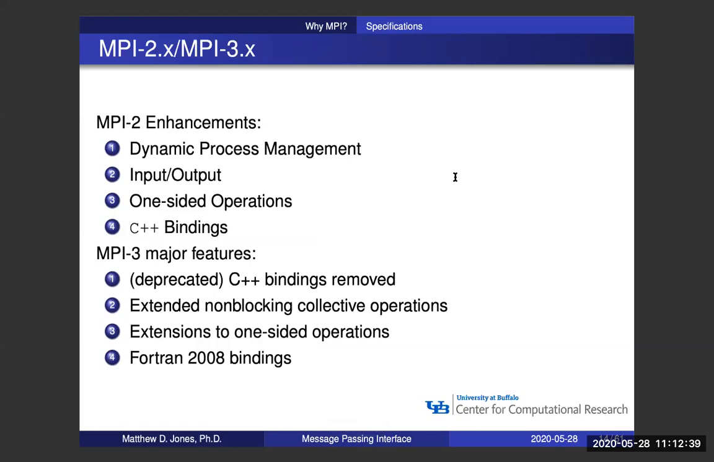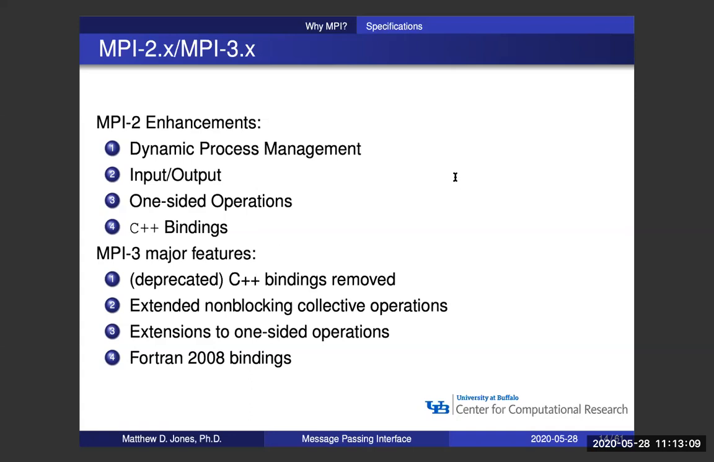MPI 2 came out later, about 10 years later. It added some dynamic process management that almost no one uses to this day, but it still exists. It did add the very useful input and output features, so you can do true parallel I/O, supposing that you have a hardware platform that supports that. Large scale calculations do make extensive use of MPI I/O these days. It added one-sided operations, so those are gets and puts and accumulates instead of the sends and receives. And it added C++ bindings.